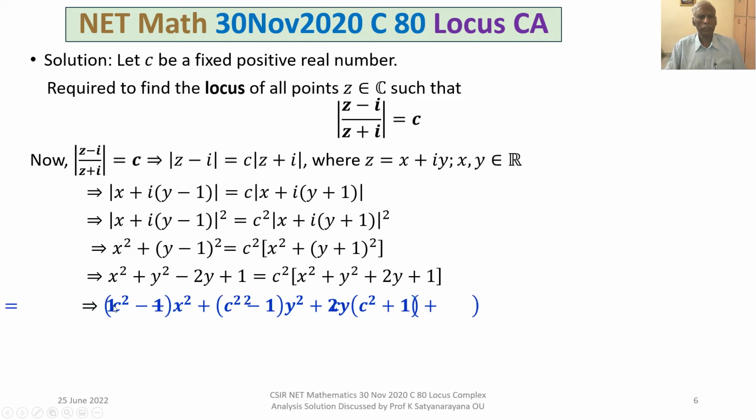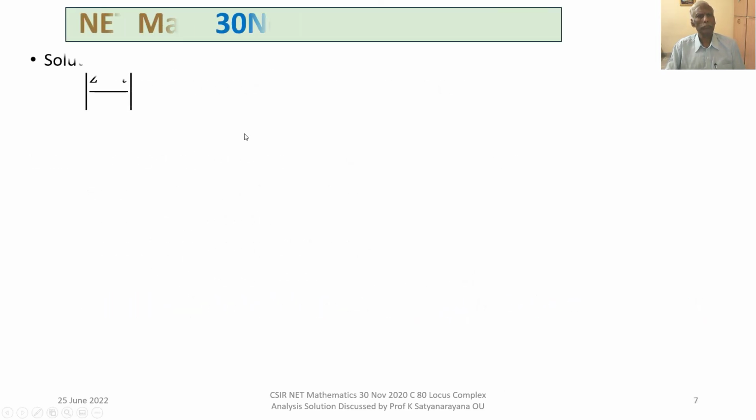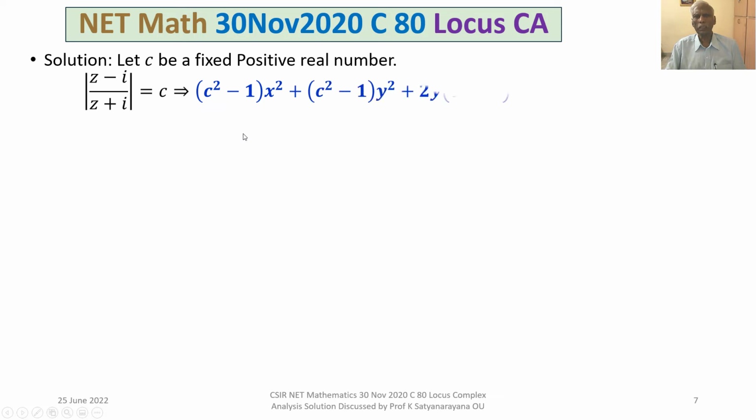That is (C square minus 1) x square plus (C square minus 1) y square plus 2y times (C square plus 1) plus (C square minus 1) is equal to 0. Let's call this equation 1. Let's continue in the next slide. So that is our equation 1.